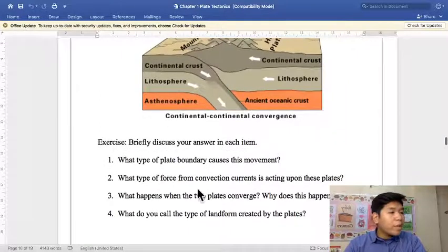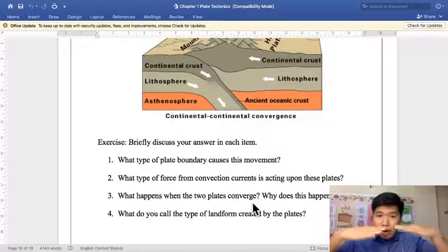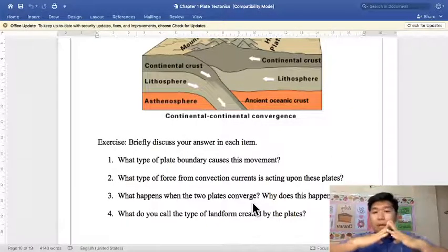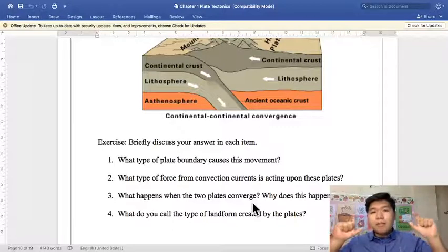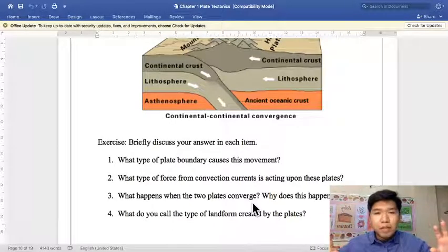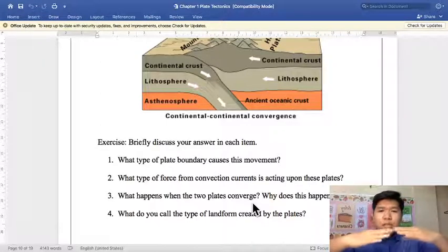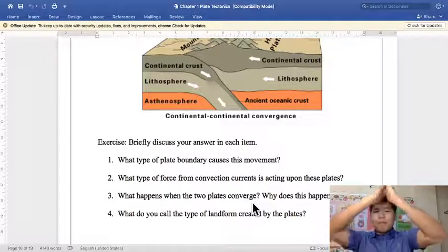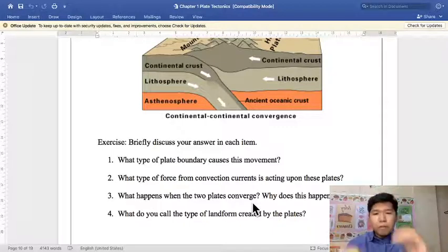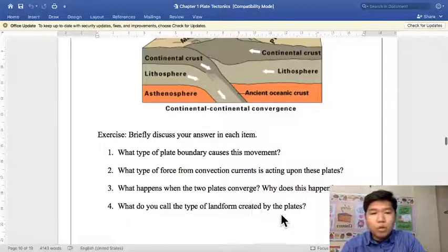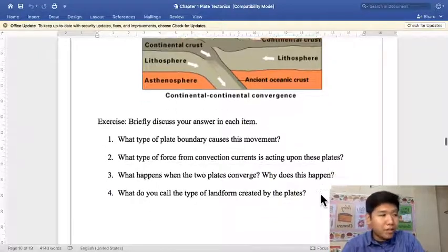Okay? What happens when the two plates converge? They will rise above the level of the ground. This happens because the two continental plates have less density. Okay? And also because of the foldings. The force pushes the ground up high. What type of landform is created by these plates? It's called mountain ranges.